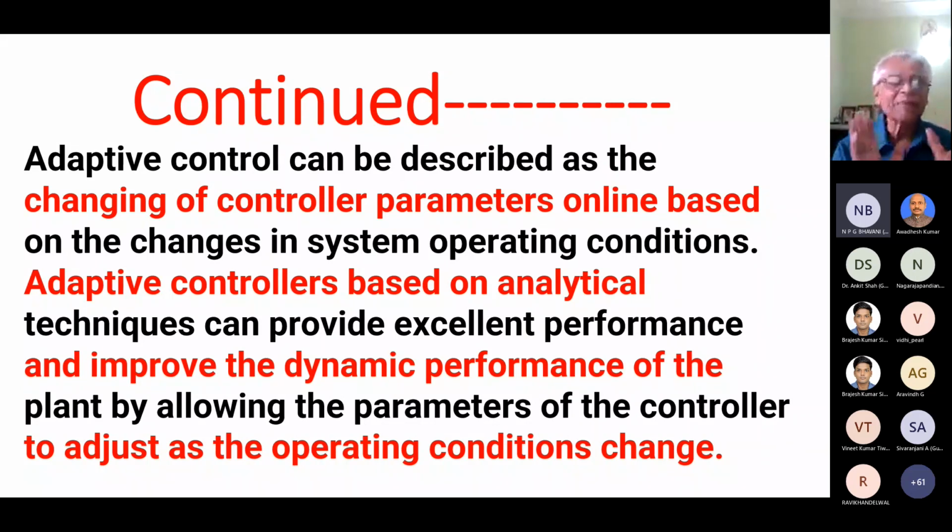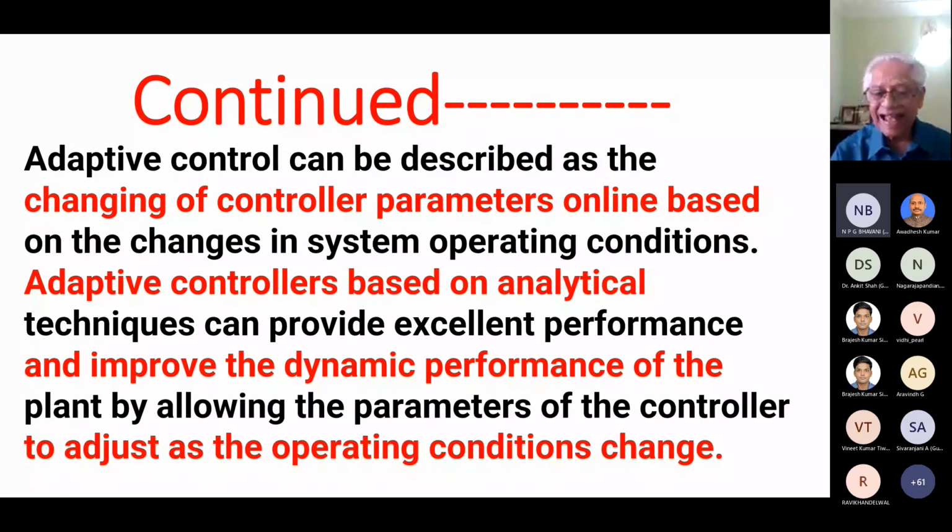Why the system changes, why the parameters change, it is obvious. It is very simple to understand, because the conditions are changing, the environmental conditions and the system conditions. Since these conditions are changing, the parameters or the process variables are changing. So the adaptive controller has to take an action in such a way that the system manages the parameters so that they stay very near the operating conditions. The adaptive controllers, based on analytical techniques, can provide excellent performance and improve the dynamic performance of the plant by allowing the parameters of the controller to adjust as the operating conditions change.